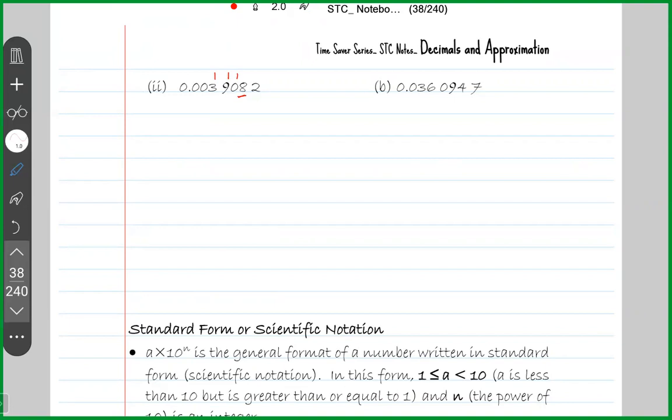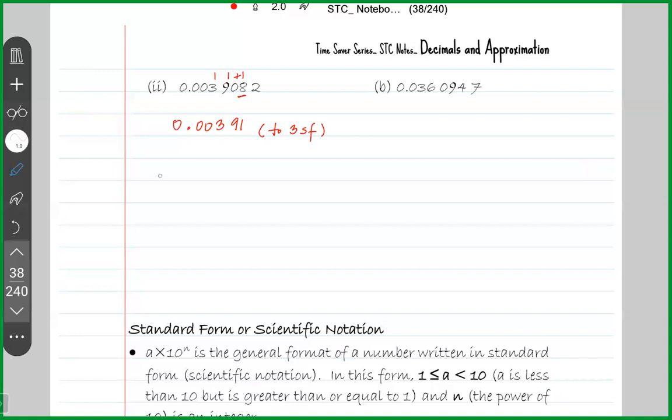Because it is greater than 5, I'm going to add 1 to the 0, making my answer 0.00391 to 3 significant figures. All right, so in the number 0.00391, there are only 3 significant figures. The 3 significant figures are 3, 9, and 1. The 3 zeros at the front are not significant.